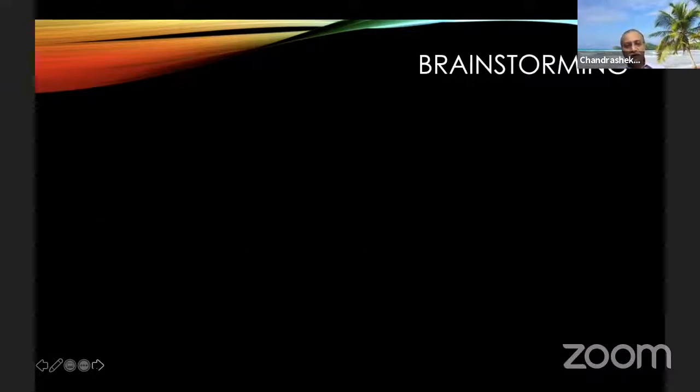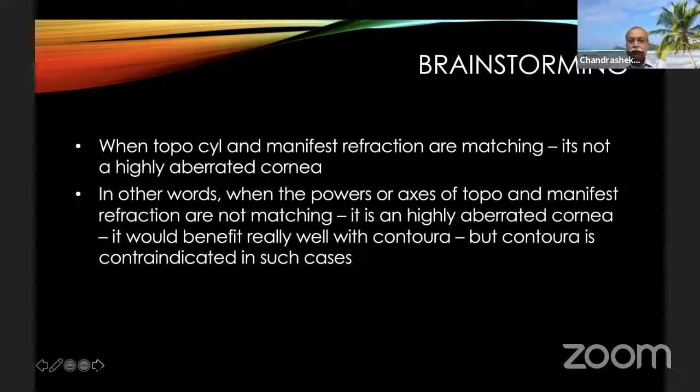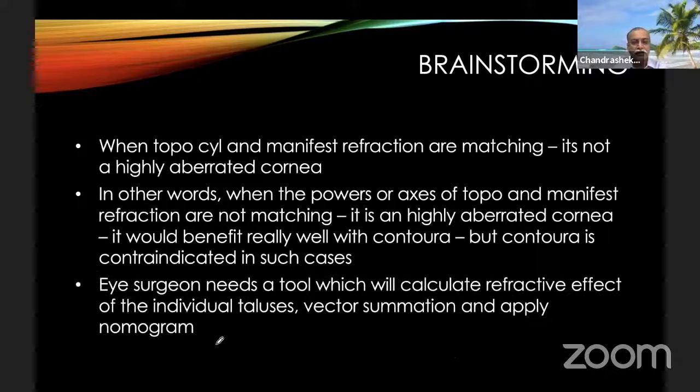Now over here we require some kind of brainstorming. When topo cylinder and manifest refraction are matching, it means that it's not a highly aberrated cornea. Or in other words, when the power or axis of the topo and manifest refraction are not matching, it is a highly aberrated cornea, and that means this patient is likely to benefit very well from Contoura. But Contoura was contraindicated in all such cases. And this was the point put forth in one of the conferences by Dr. Rohit Shetty, and it's a path breaker point, a kind of a thought.